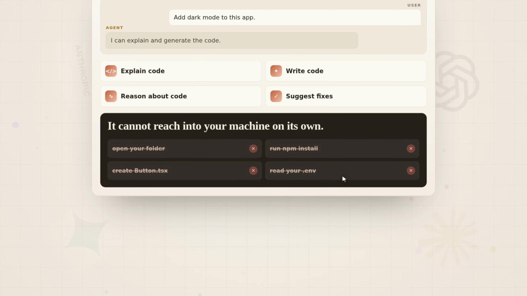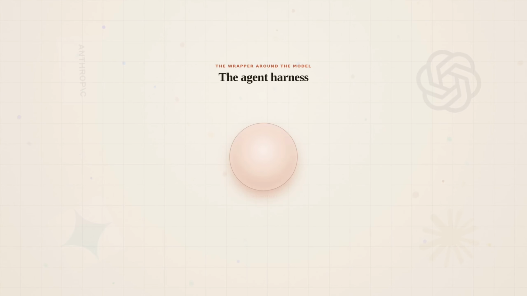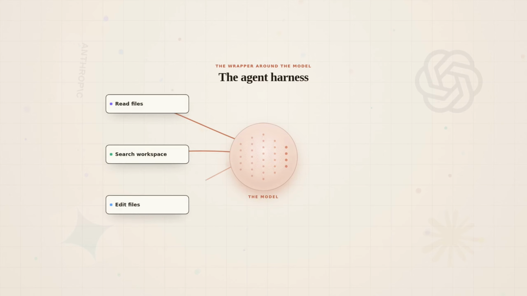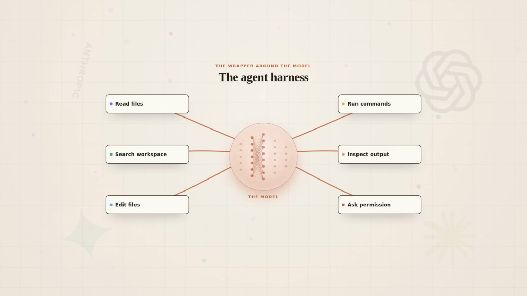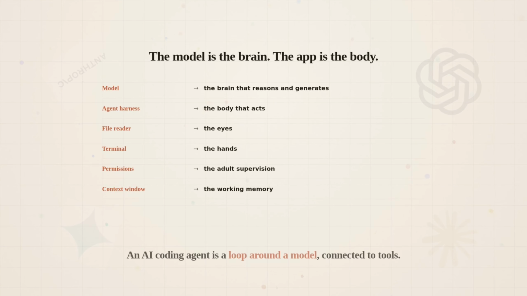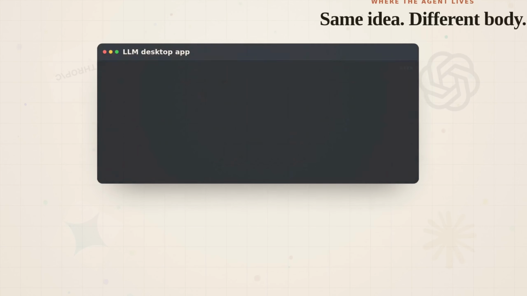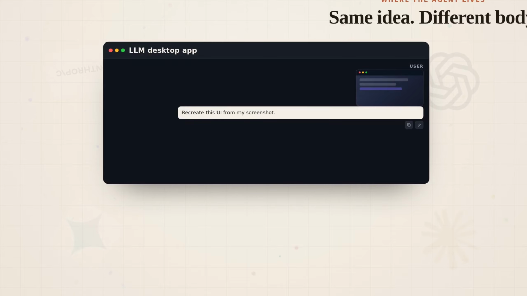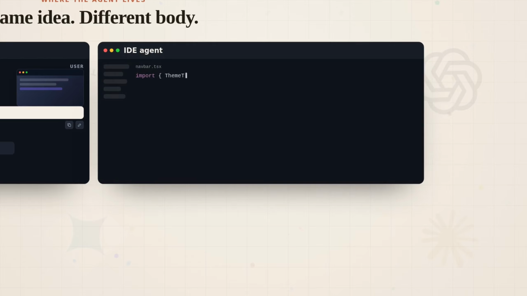So when someone says that the AI edited my code, what really happened is this. The model was placed inside an application, and that application handed it a list of actions. You could read files, search the workspace, edit files, run terminal commands, inspect output, ask for user approval. That wrapper is the agent harness. So the model is the brain, the harness is the body, the file reader is the eyes, the terminal is the hands, the permission system is the adult supervision, and the context window is the working memory.